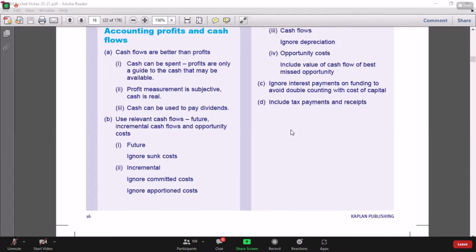Indirect expenses, if you are not incurring any direct expenses on the machine, those expenses should not be considered for calculating the relevant cash flow. Once again, I repeat, only the direct expenses are to be considered for the relevant cash flow. Indirect expenses should not be considered. That is, ignore the apportioned cost. I hope you understood it.